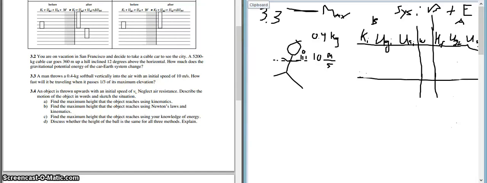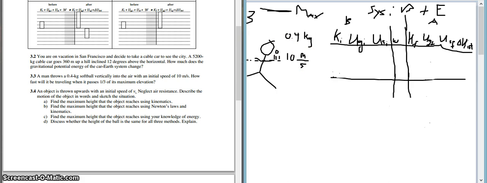Hello, today we'll be talking about question 3.3 from the assignment we were given yesterday. So, the question is asking, a man throws a 0.4 kilogram ball into the air at a speed of 10 meters per second. Now, how fast will the ball be at 1/3 of its maximum elevation? We could probably easily do this with kinematics, but instead we'll use energy.